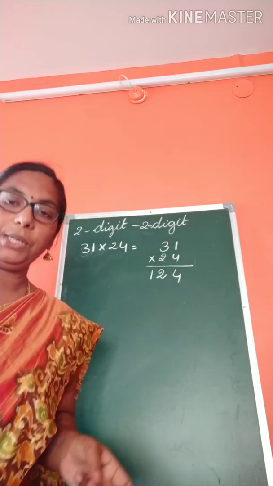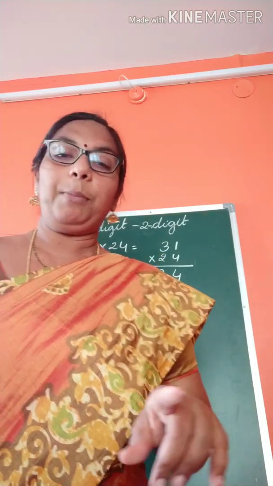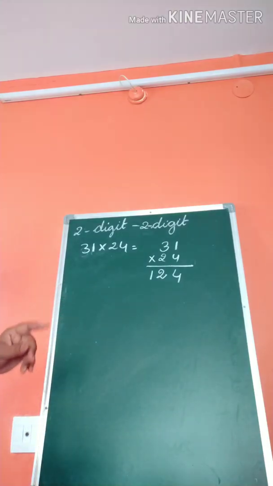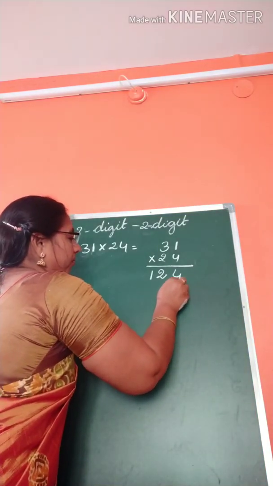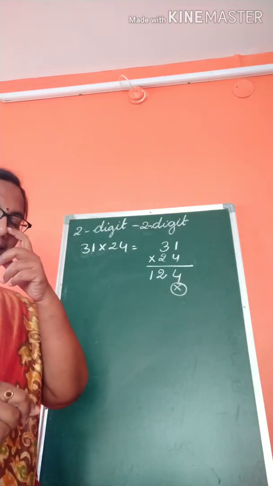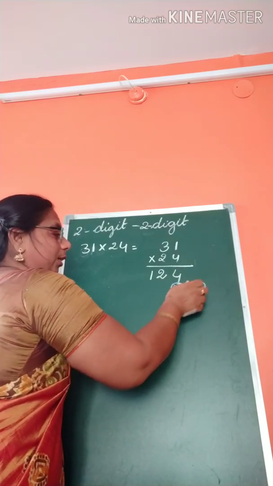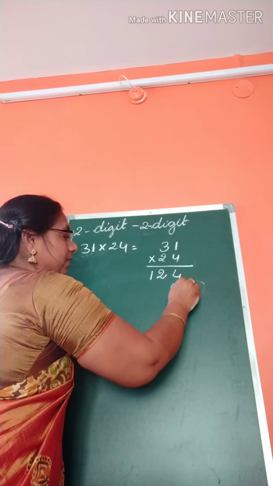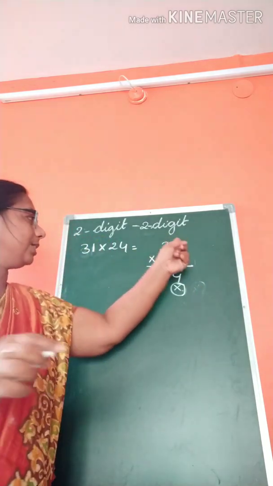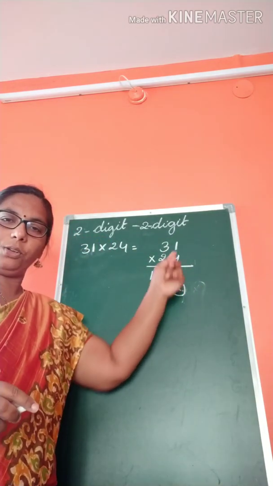As soon as you complete doing multiplication with the number in the ones place, what do we have to do? We have to cancel the number here. The first place you have to cancel here. You should not cancel here or somewhere else. You have to write the digits in a line. All the digits will be in the line.